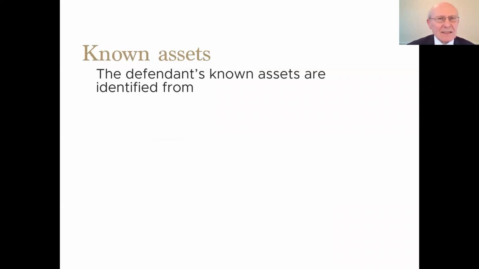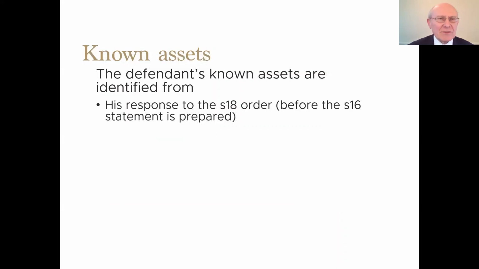The defendant's known assets, information about those, is going to come from a variety of sources. First and perhaps most obvious is the defendant's response to the Section 18 order. You remember the Section 18 order is, if you like, the first order that the court is going to make in confiscation proceedings, which is an order requiring the defendant to provide to the court information about his assets, and sometimes other information as well, and sometimes to do various things like provide documents or to repatriate assets to England and Wales if they're outside of the jurisdiction.